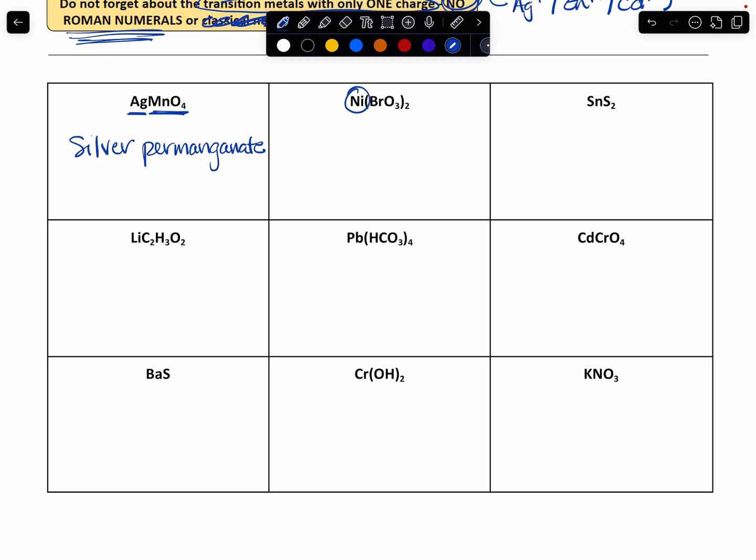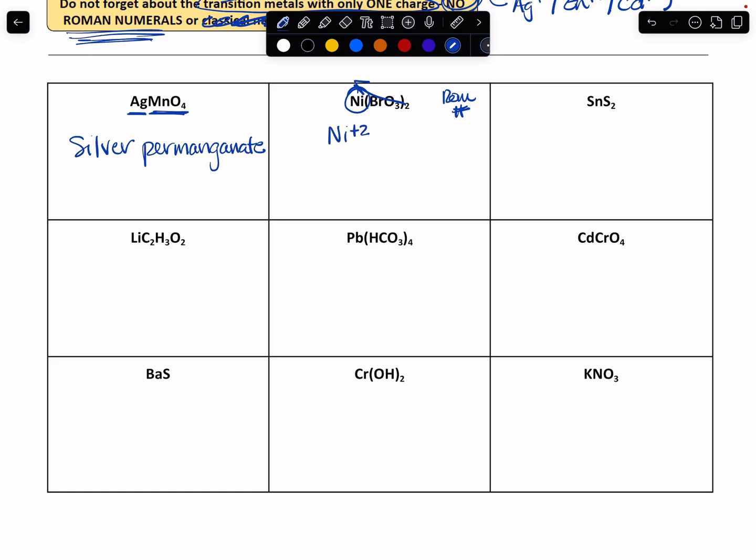Now, nickel, if I look on the periodic table, is in the transition block, and it's not one of the 3 that has a single charge. So this is going to need a Roman numeral. All right, so I'm going to try by reversing the crisscross. If I needed a subscript of 2 for my nonmetal portion, then that nickel must have had a +2 charge. So that's what we mean by reverse the crisscross.